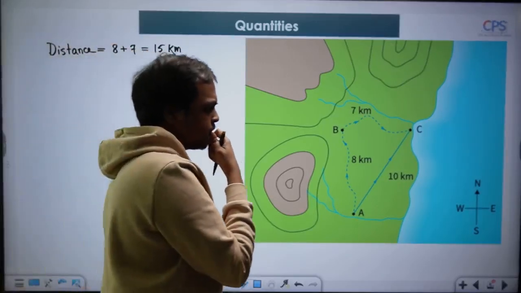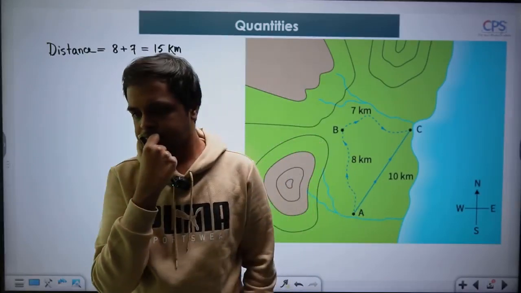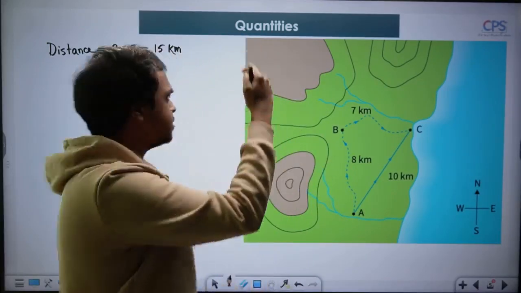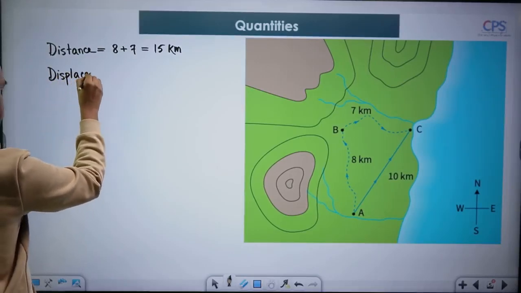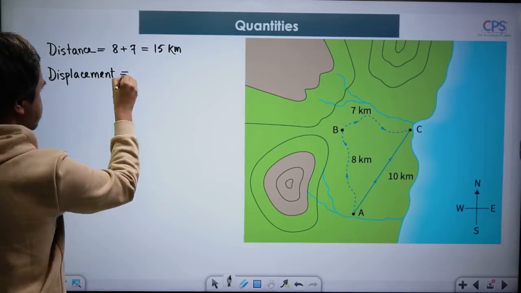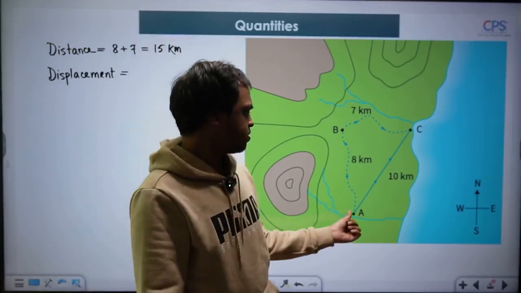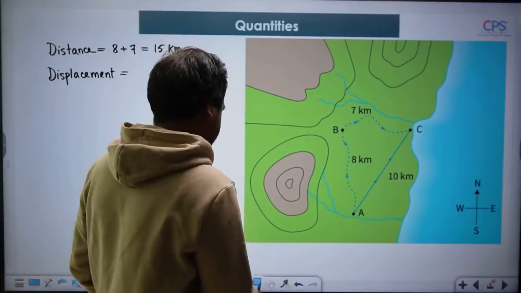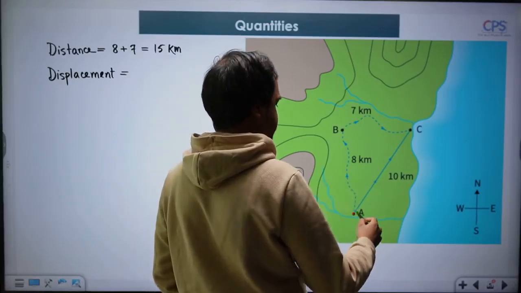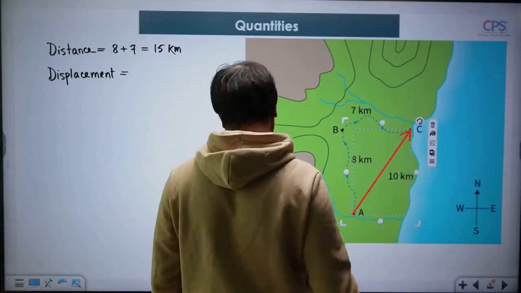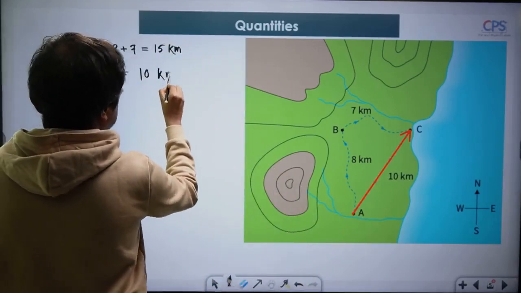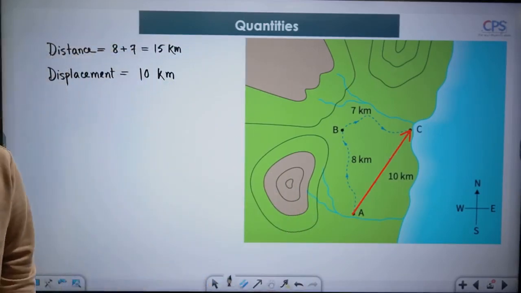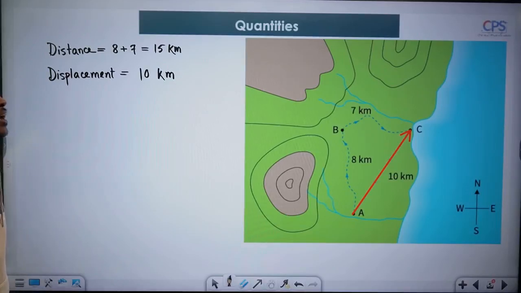And what about the displacement? Let's see what's the displacement. Displacement is, see, from A to point C, you can just give it a straight line, and that's 10 kilometers, right, given here. So 10 kilometers. I guess you have understood this.